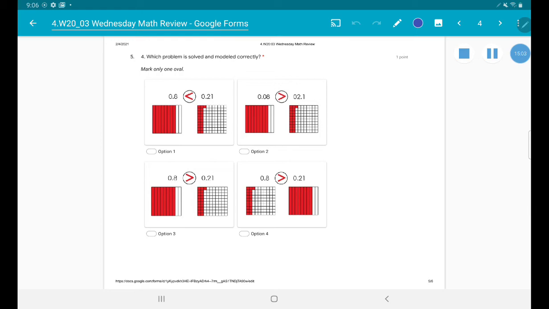Option 2, that 8 is in the hundredths place value. Is this broken into hundredths? No. And it's showing I have 2 wholes, and I don't have 2 wholes over here, do I? So option 2 is definitely not correct. Option 3, I have 8/10. I have 21 hundredths. And it says 8/10 is greater than 21 hundredths. That one is correct. Option 3 is the correct answer.